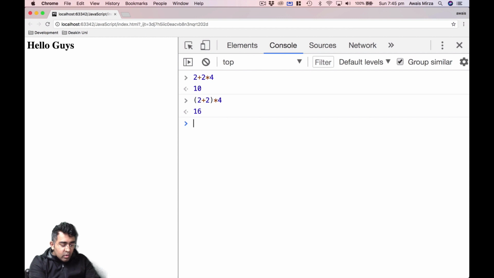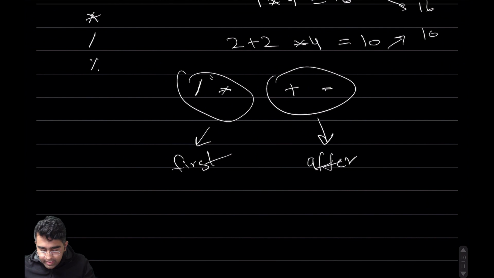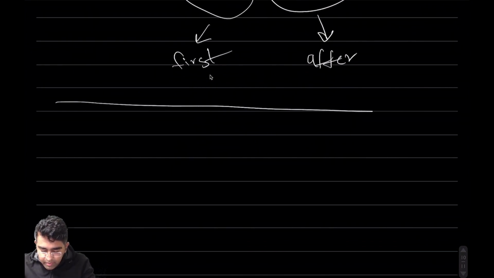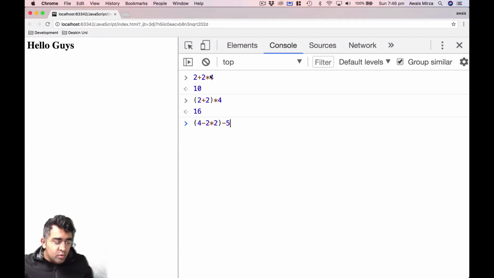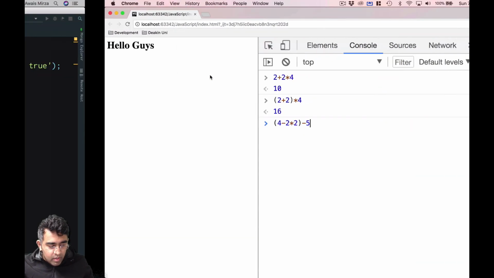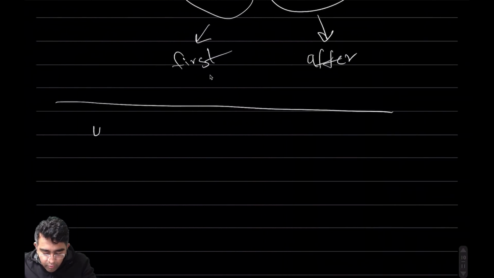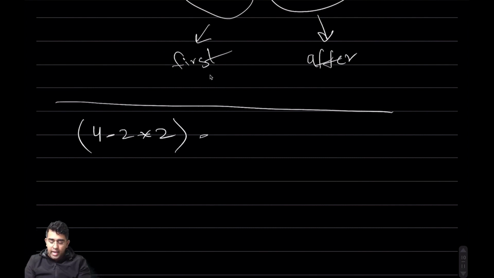So let's take a look at another one. If I say 4 multiply, let's just add in brackets, 4 minus 2 multiply by 2, close brackets, and then minus 5. Now let's take a look at what we should get in our example. So I'm going to write the same thing here. First, let's check what that was. So 4 minus 2 multiply 2 minus 5. Okay, so we'll have 4 minus 2 multiply by 2, close bracket, and minus 5.